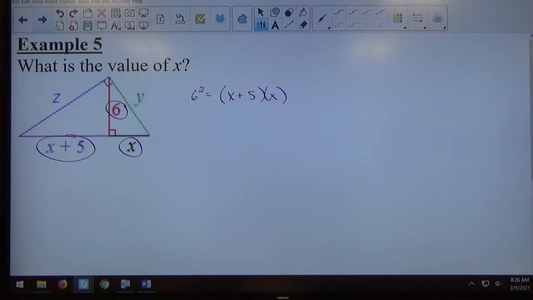This is not going to be as pleasant of a problem, but again, I'm using the exact relationship. Since x plus 5 and x uses the same letter x, it's a workable problem using algebra. All right? It's not going to be as easy a problem, but we'll see that when we get to it.